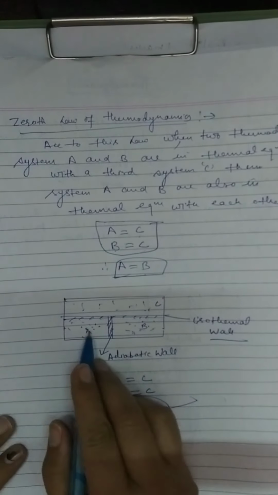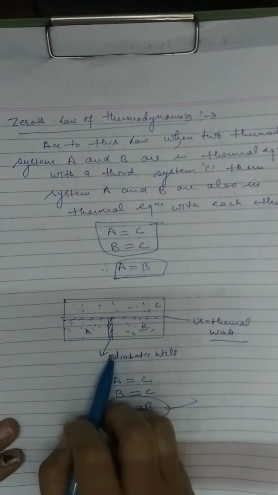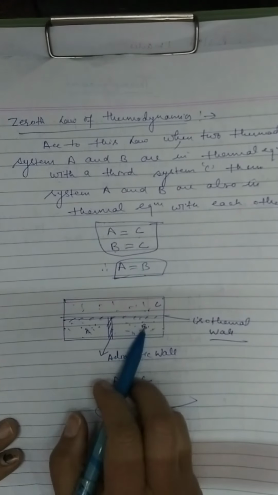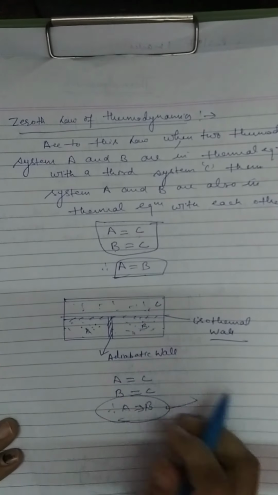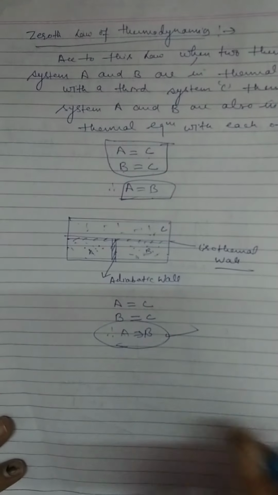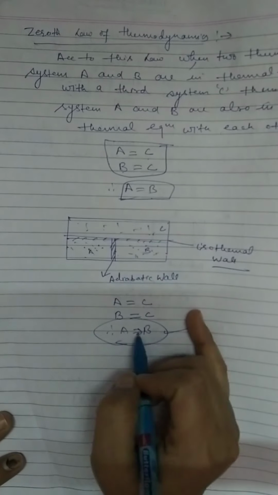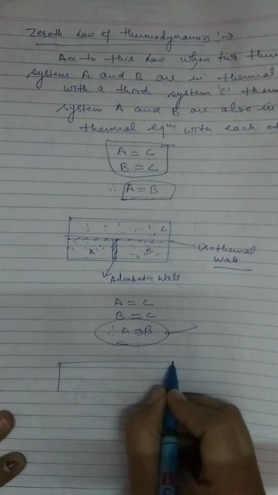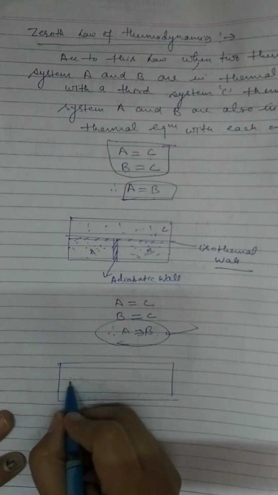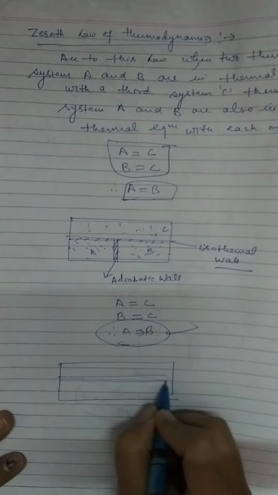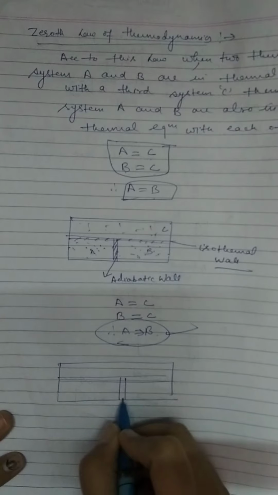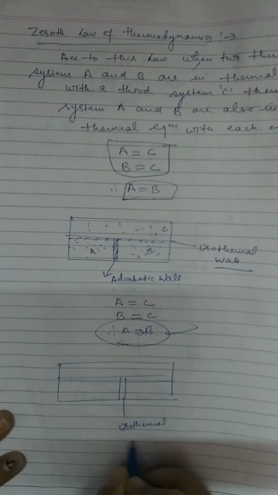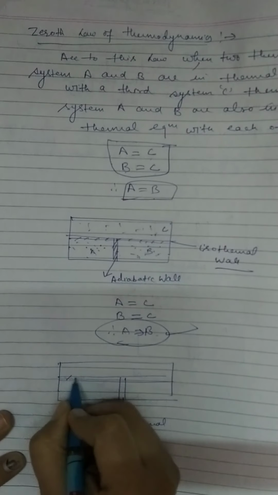राइट स्टूडेंट, तो अब यहाँ हमने कौन सी वॉल यूज़ की, एडियाबैटिक, राइट. तो A और B से heat transfer नहीं हो सकती, but A is in thermal equilibrium with C and B is in thermal equilibrium with C, तो ऑटोमेटिकली A और B क्या हो जाएंगे, in thermal equilibrium. If we replace it by, suppose this is isothermal wall and this is adiabatic.